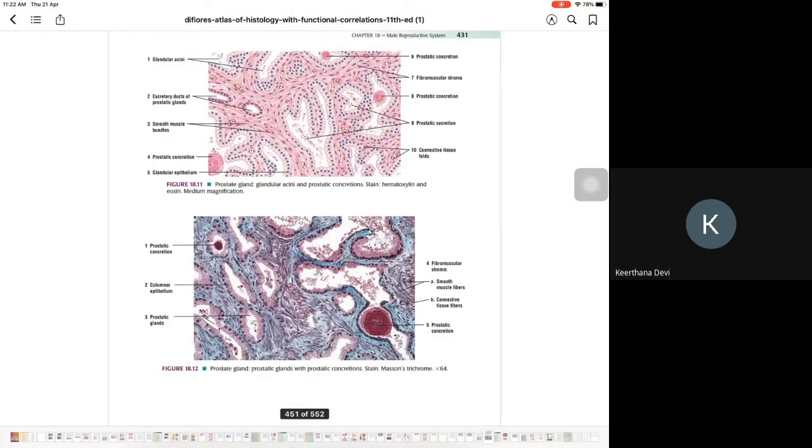Figure 18.11, prostate gland acini and prostatic concretions, stain hematoxylin and eosin, medium magnification. 1 is glandular acini, 2 is excretory ducts of the prostatic gland, 3 is smooth muscle bundles, 4 is prostatic concretion, 5 is glandular epithelium, 6 is prostatic concretion, 7 is fibromuscular stroma, 8 is again prostatic concretion, 9 is prostatic secretion, 10 is connective tissue folds.